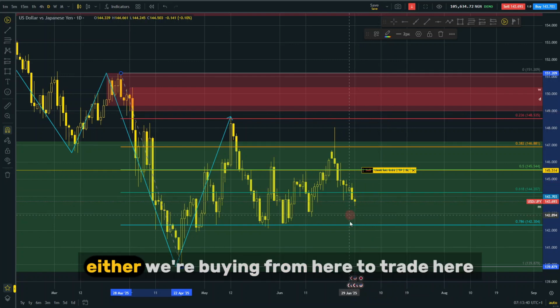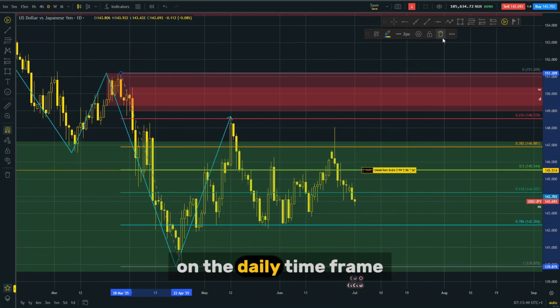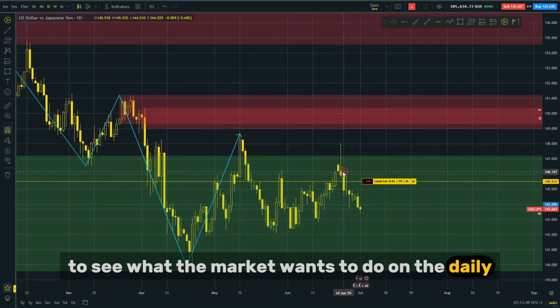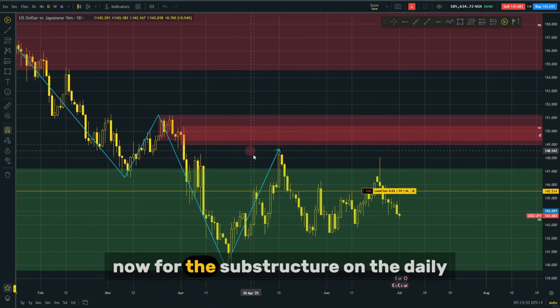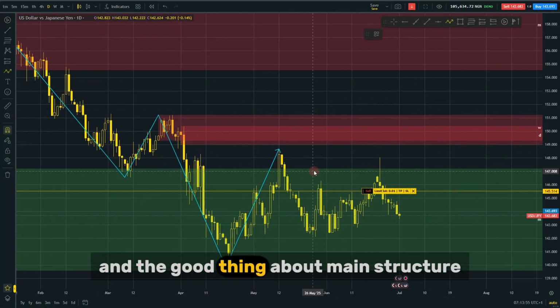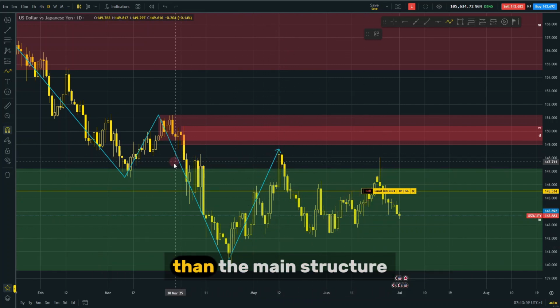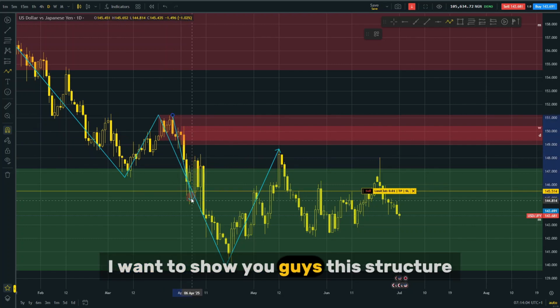If you want to, either we're buying from here to trade here, or we're just leaving the market alone on the daily time frame to see what the market wants to do. Now, what we see here is the main structure. Now for the substructure on the daily, the good thing about main structure and substructure is substructure can go a little bit further than the main structure. So I want to start from the hard left. I want to show you guys this structure.